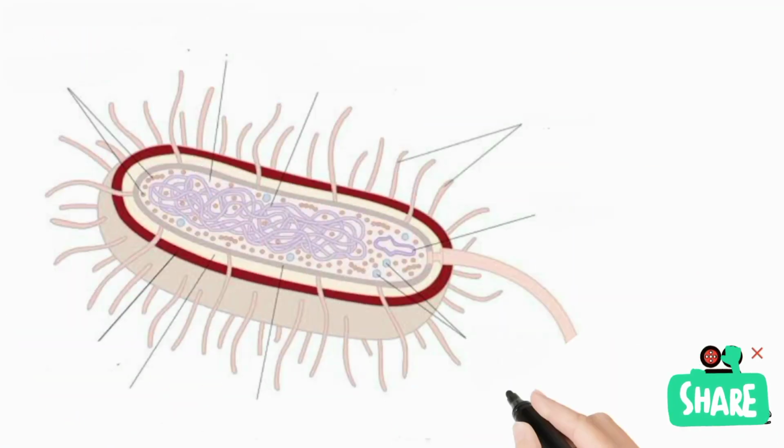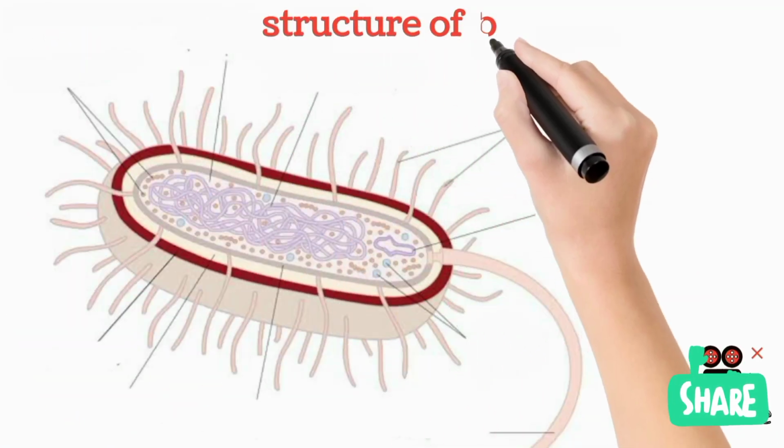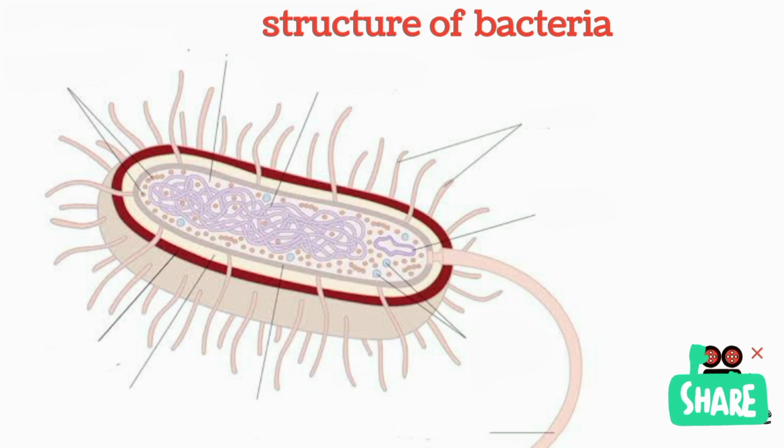Structure of bacteria. The structure of bacteria comprises some essential components. Essential components are those components which are present in all bacteria. And then there are some non-essential components. Non-essential components are those components which are not present in all bacteria. So the first essential component is the cell wall. It gives rigid support to the bacteria. This is the essential component.